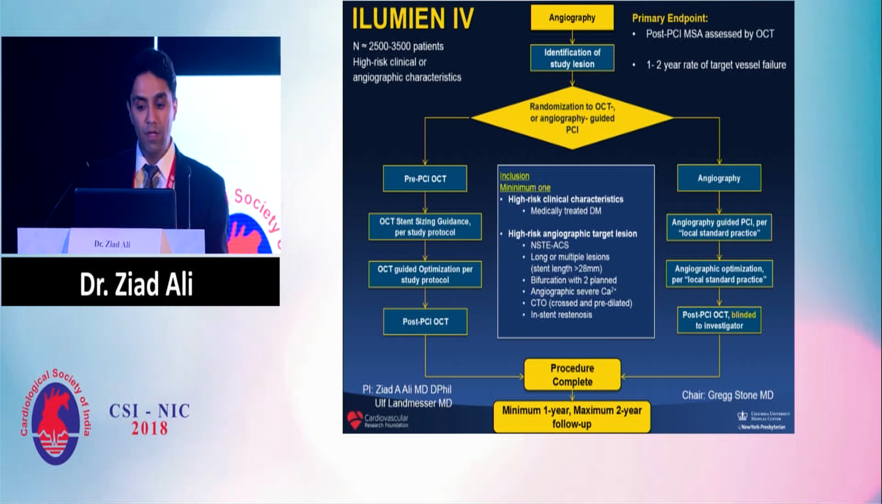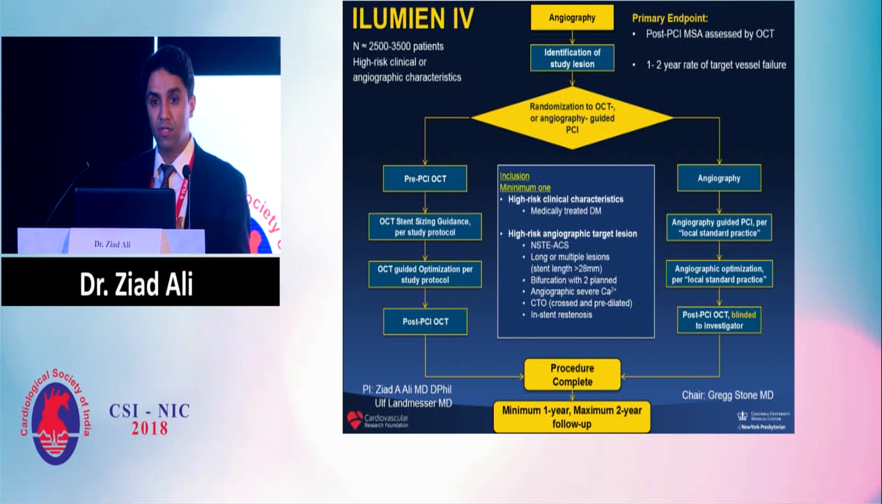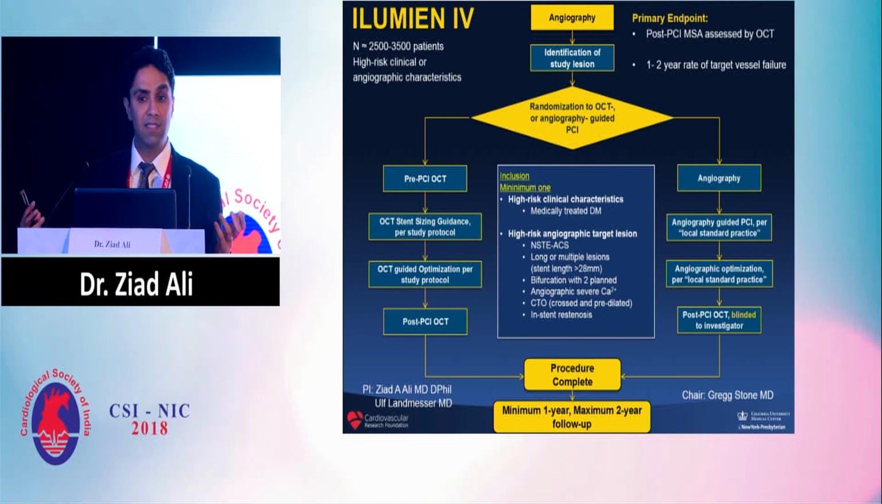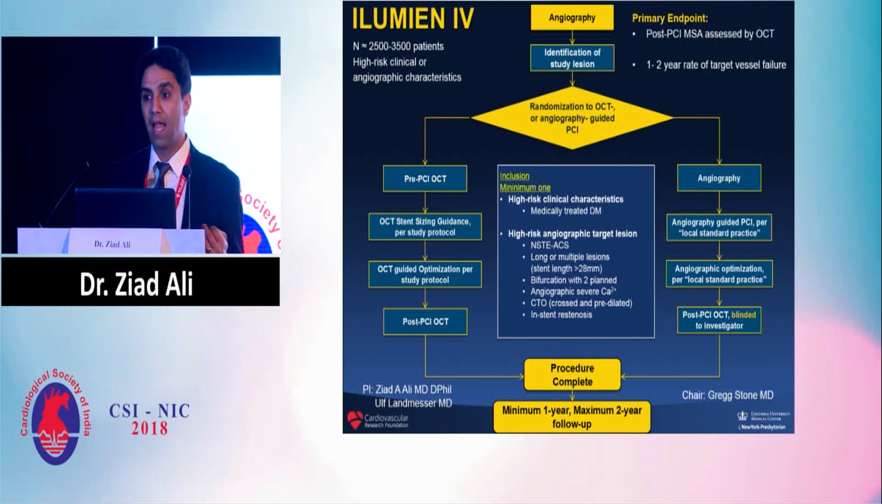questions. Illumian 4 is a large multi-center randomized controlled trial which will randomize between 2,500 to 3,500 patients with exactly those characteristics that I described to you for the patients who are the most likely to benefit from intravascular imaging. I think we all agree that stenting a simple right coronary artery lesion with a 4.0 stent is unlikely to need intravascular imaging, certainly for the cost of the catheter that it is in India.